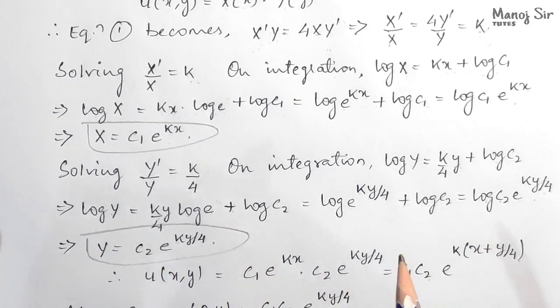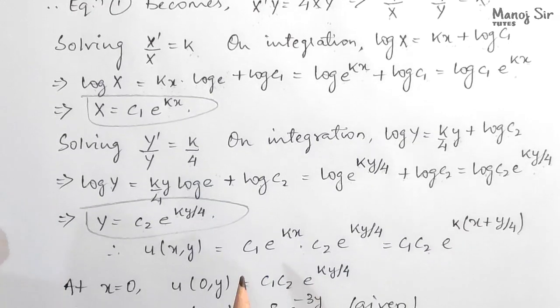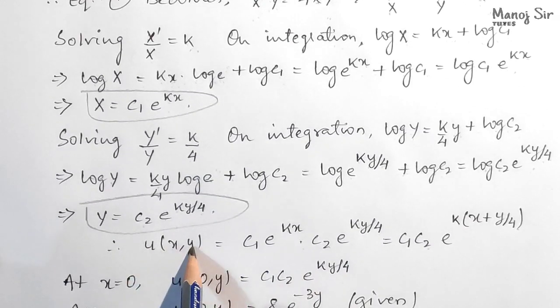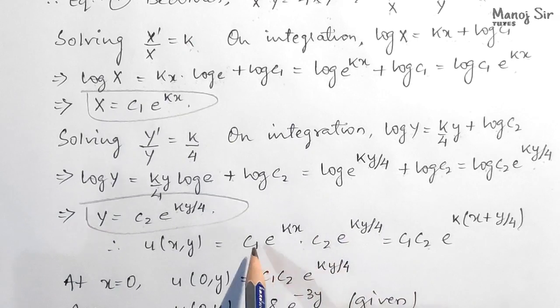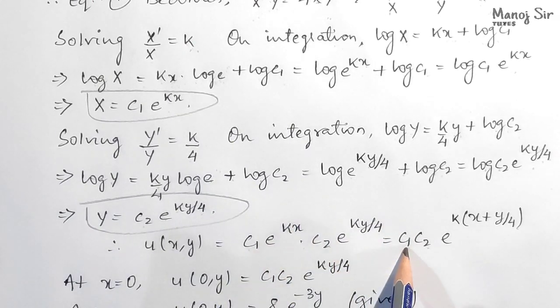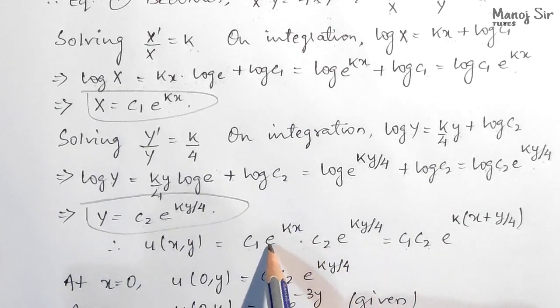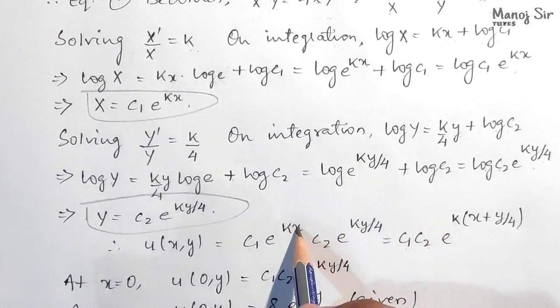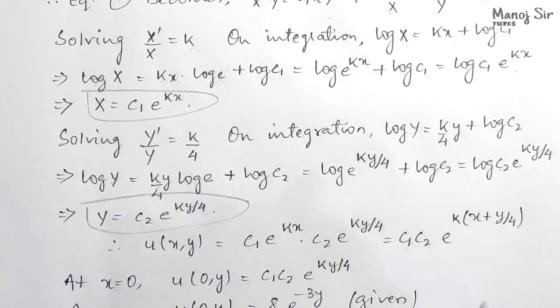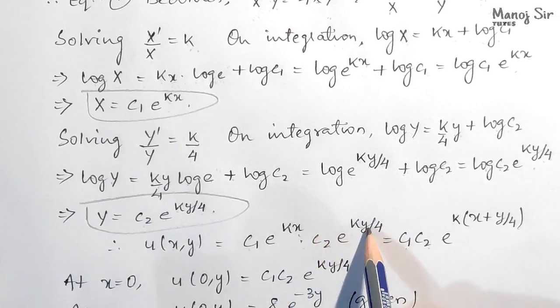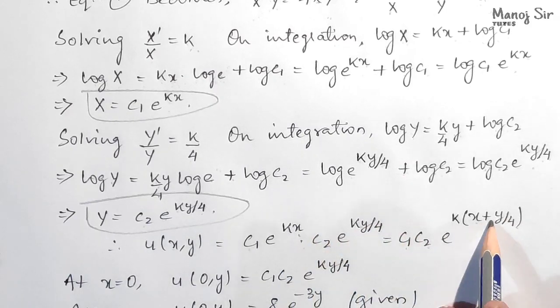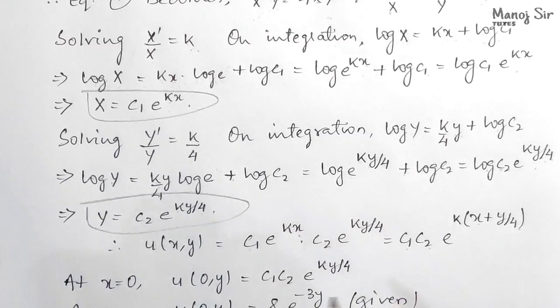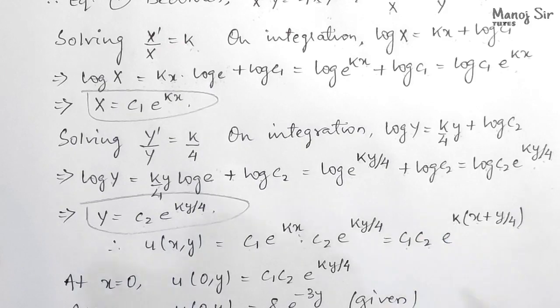Okay, now since we have the value of x and y, we can say that u, that is a function of x and y, equals capital X into capital Y. This is capital X and this is capital Y. C1 into C2. Okay, here we have C1 into C2 and here e to power, add both the powers, that is if you take k common, here we have x plus y upon 4. Okay, here we have x and here we have y upon 4, so k into x plus y upon 4. Now here we have the value of u in terms of c1, c2 and k.